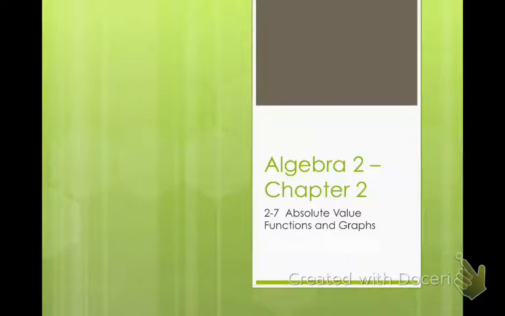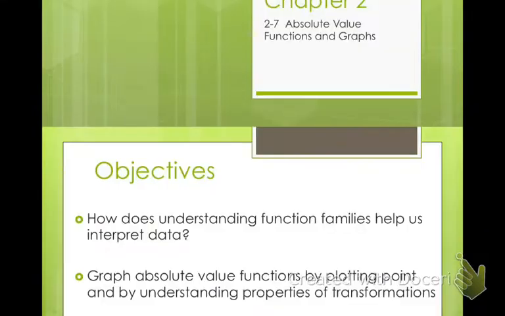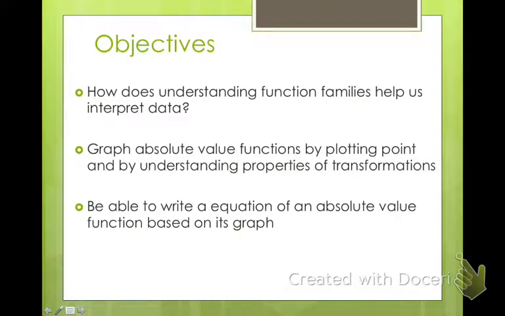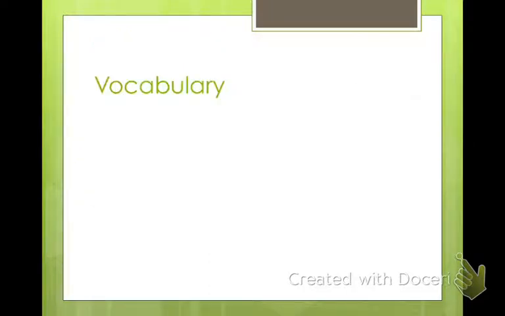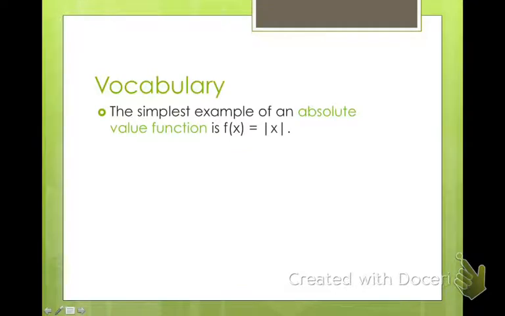Today we're going to do section 7, chapter 2, talking about absolute value functions and their graphs. For our objectives, we're going to answer the question, how does understanding function families help us interpret data? And then we're going to graph absolute value functions by plotting points and understanding the properties of transformations. And then write an equation of the absolute value function based on its graph. So we're going to go from functions to graphing them and then looking at graphs and writing functions.